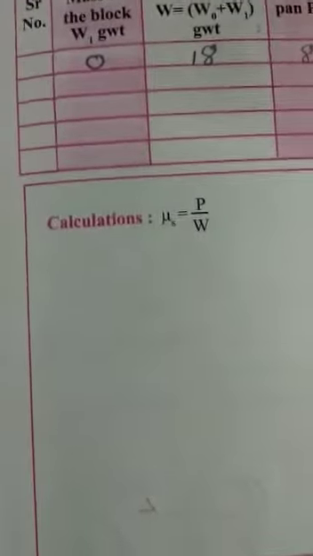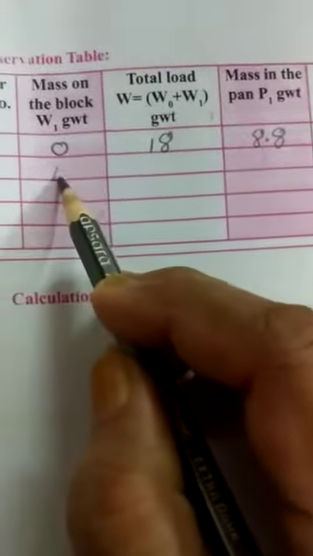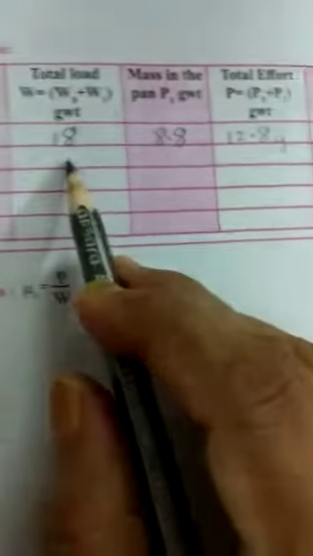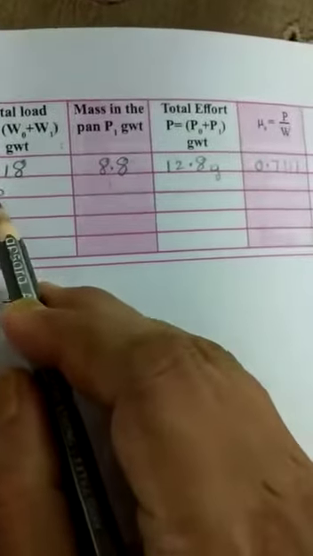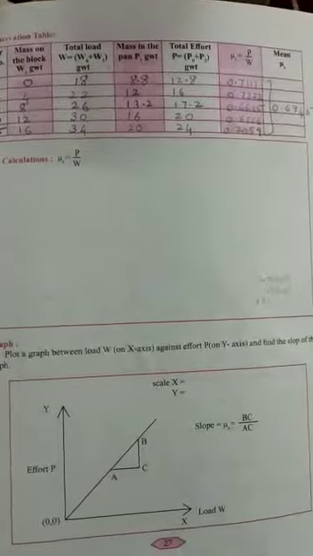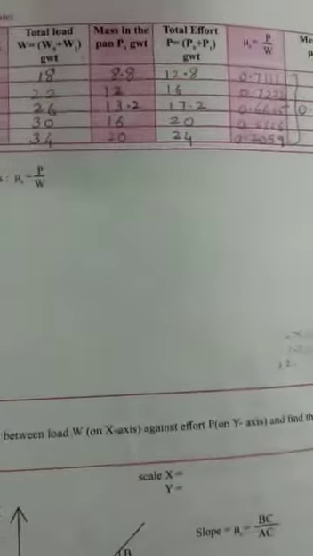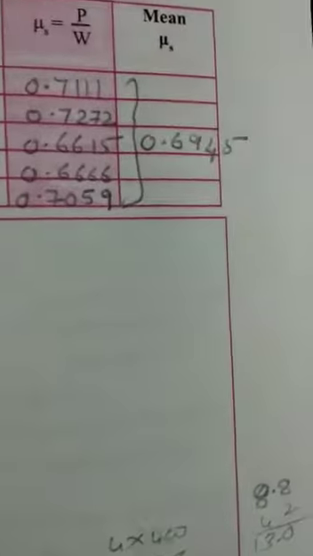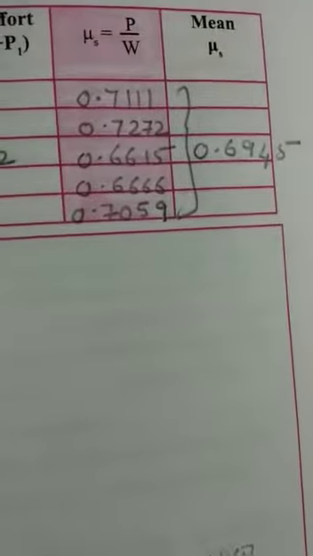Similarly, now we will add weight to the block. Let us put a 4 gram chocolate in that, and the total mass will be 4 grams more, so this is 22 gram weight, and now let's find out the effort. Like that we complete the whole observation table, and we get the mean as 0.6945 as the coefficient of static friction.